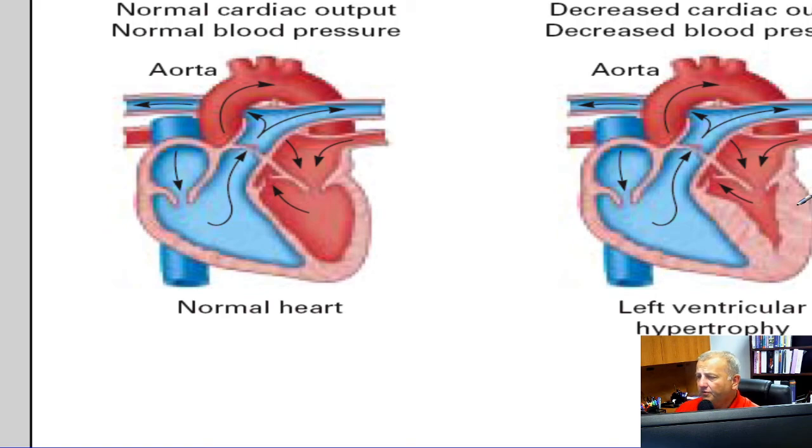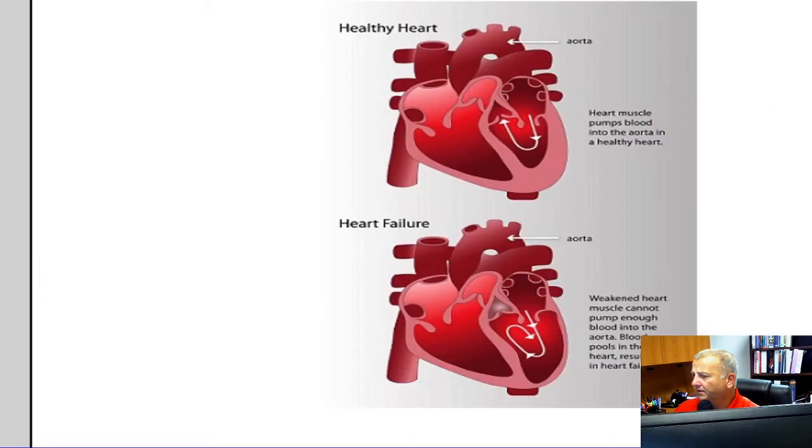So here's the normal cardiac output, normal blood pressure, aorta. See how the left ventricle is represented here. The normal heart. And here's your decreased cardiac output. Let me show a better picture. I don't like this picture.